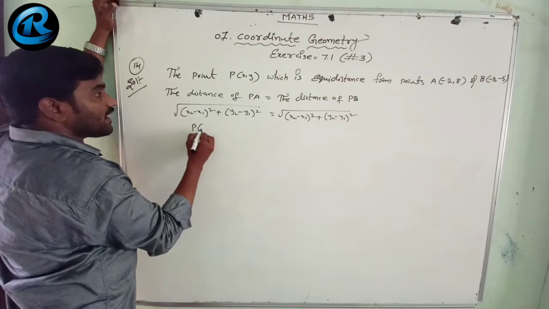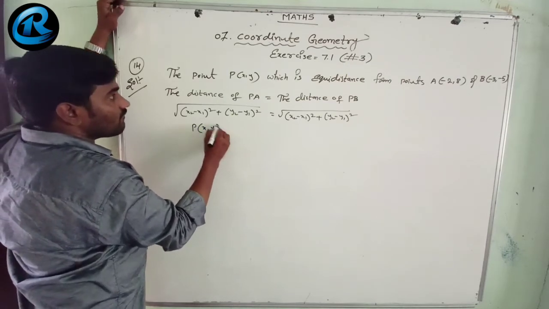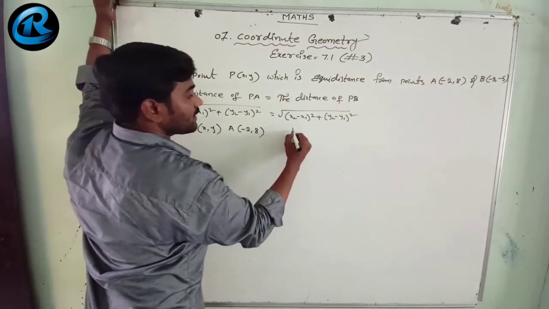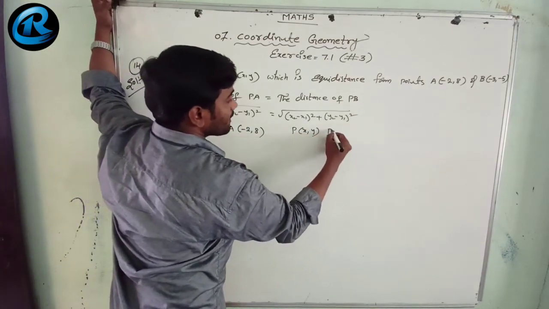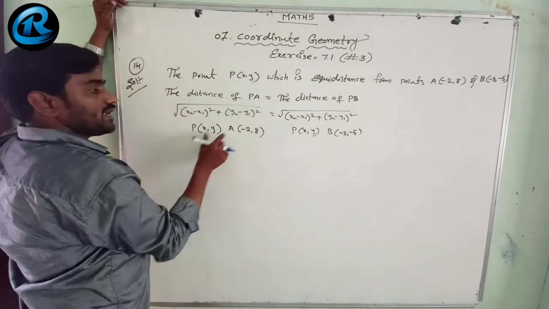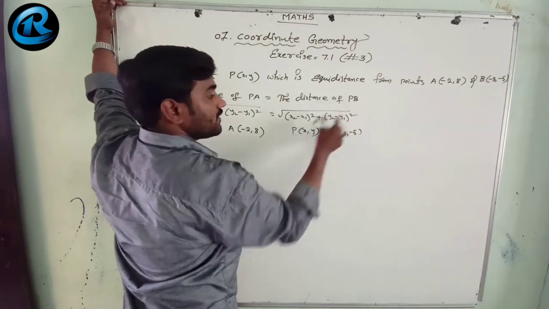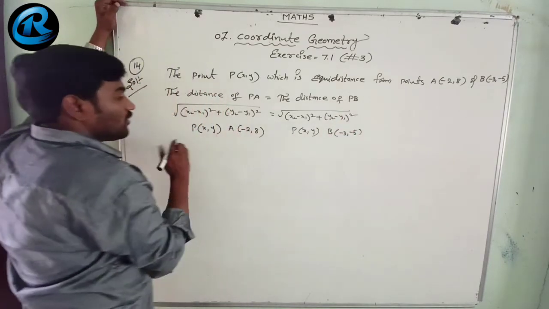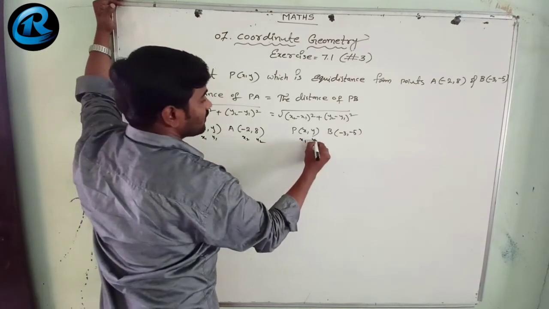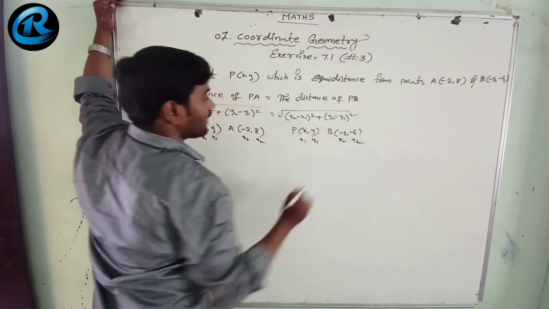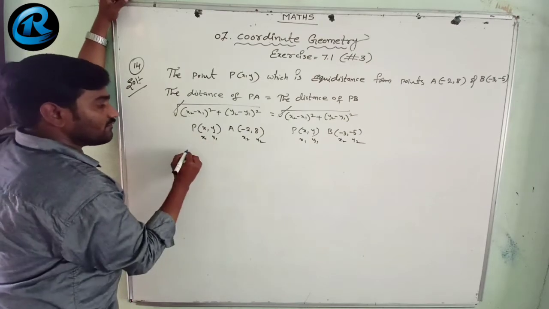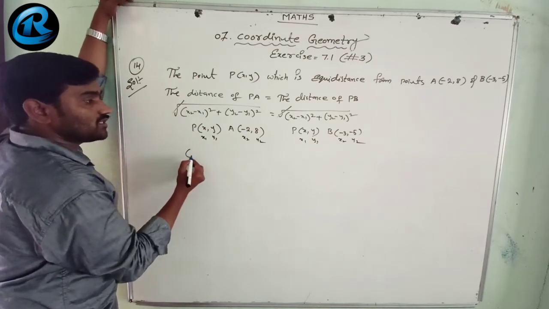So here we write the P value, that is (x, y). The A value is (-2, 8). Here the P value is (x, y). The B value is (-3, -5). PA, so P and A values; PB, so P and B values, are the points x1 y1 x2 y2. On both sides we can cancel the square roots. So substitute the values of x1 y1 x2 y2 on both sides.